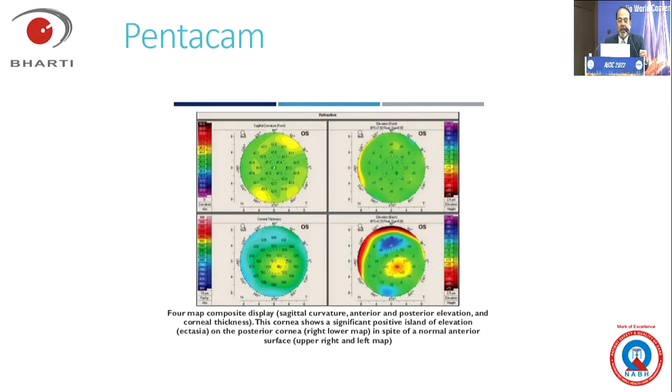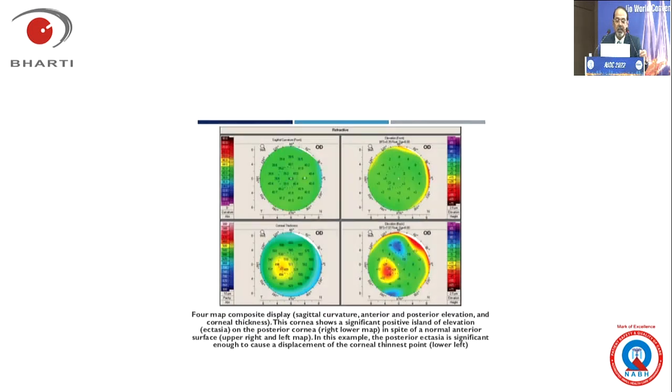And here there is a four-map composite display: sagittal curvature, anterior and posterior elevation, and corneal thickness, where we see the posterior curvature is significantly steeper, and these are the eyes which can lead to ectasias in all these cases. So this kind of eye should not be taken for laser vision correction, especially LASIK.